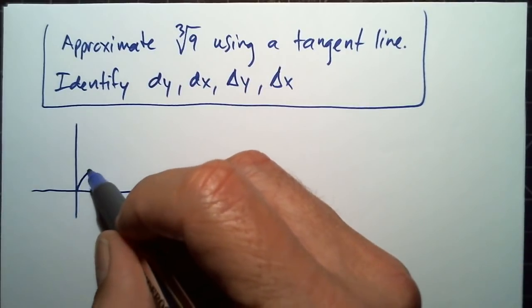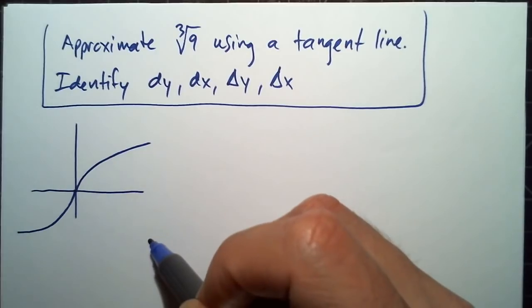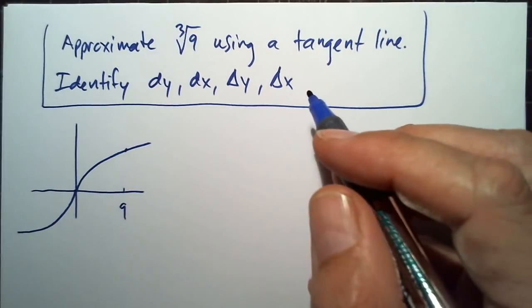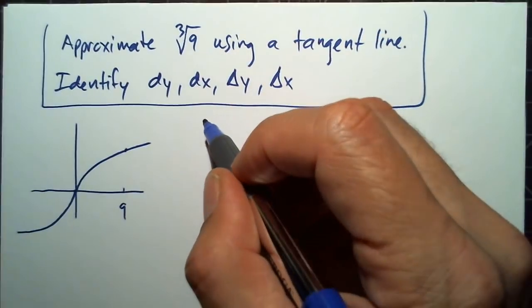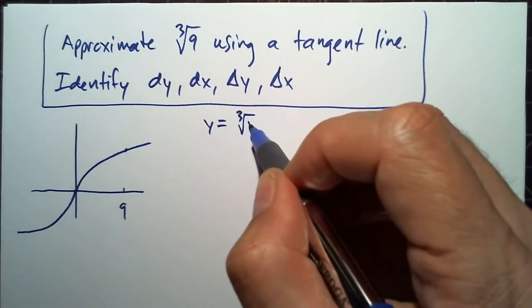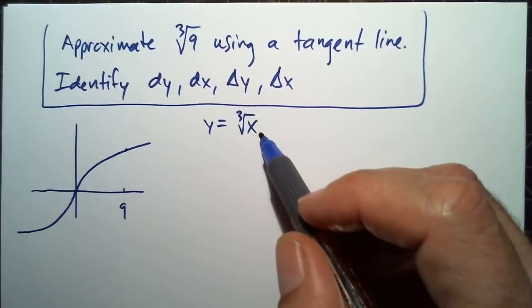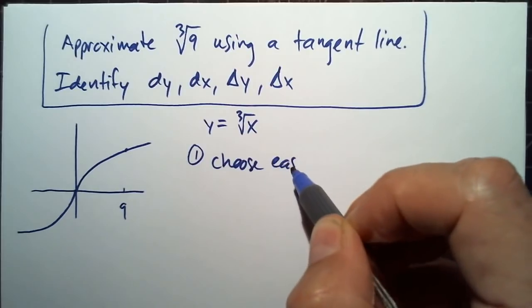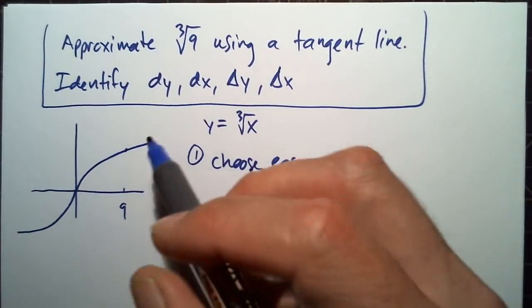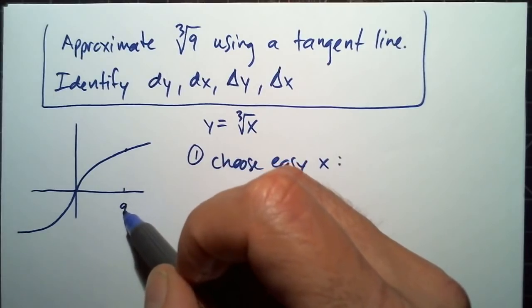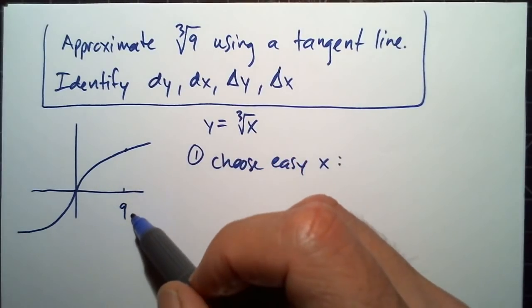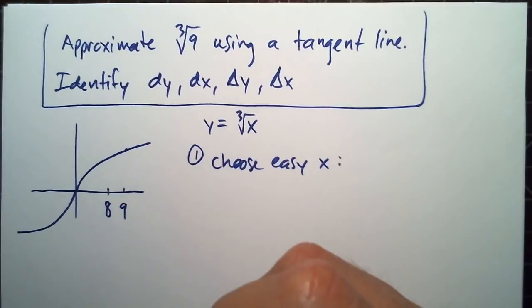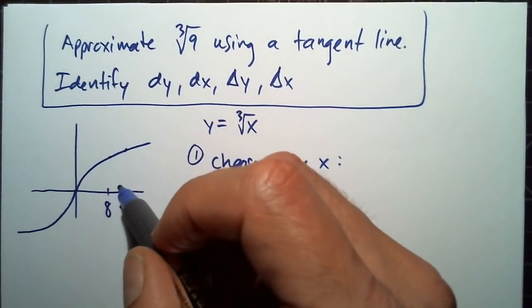So the cube root graph goes like that, and we want to know the y value at 9. So we have the cube root of 9. Well, that's just a y value of the cube root of x. So here's the function. We need the tangent line to this. Step 1 is choose an easy x near 9. Well, 10 doesn't work because we're doing cube root, but 8 would be a good choice because it's a cube. So that's going to give us that point.